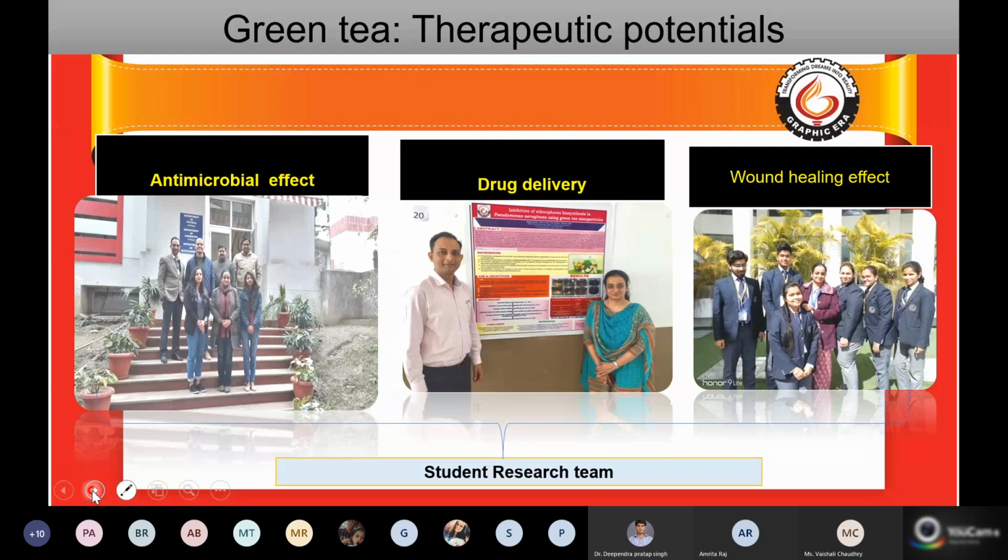This slide is showing one of our students from Zip Omar. So students from different organizations, national or international, visit our university and do research under the guidance of faculty.